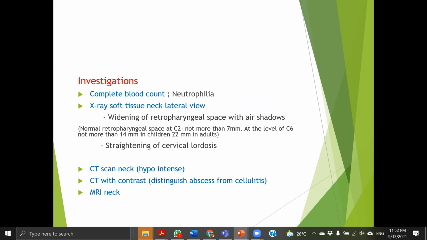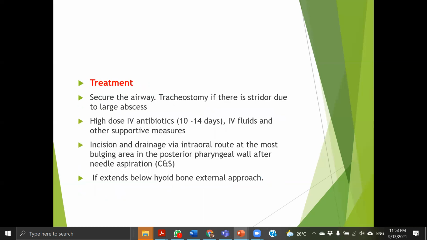Investigations: the blood examination shows neutrophilia. X-ray soft tissue neck lateral view shows widening of the retropharyngeal space with air shadows and straightening of cervical lordosis. CT scan neck shows hypodense shadows. CT scan neck with contrast is used to distinguish abscess from cellulitis. MRI neck is also useful.